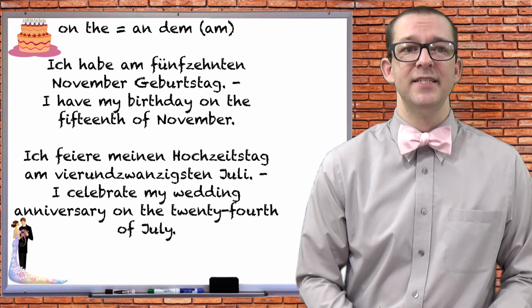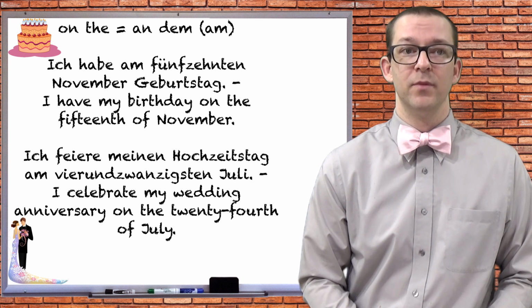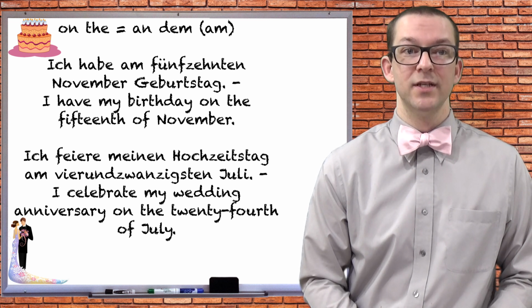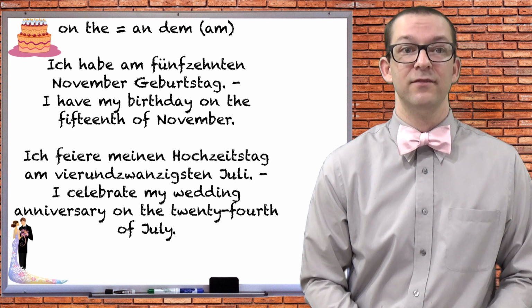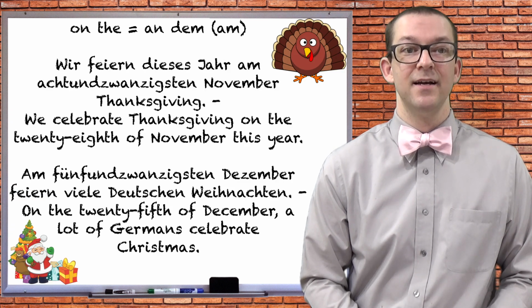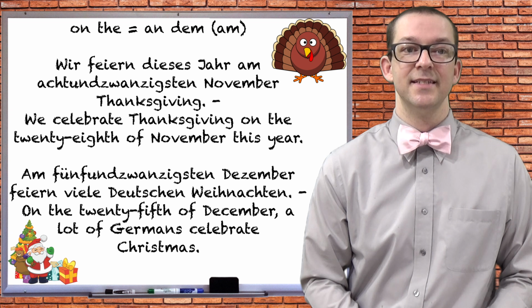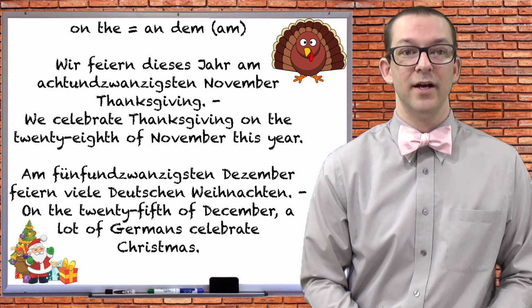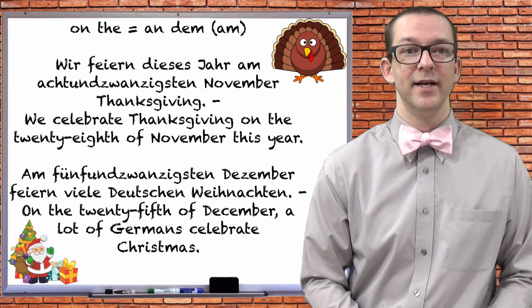Here are a few examples of that. Ich habe am 15. November Geburtstag. I have my birthday on the 15th of November. Ich feiere meinen Hochzeitstag am 24. Juli. I celebrate my wedding anniversary on the 24th of July. Wir feiern dieses Jahr am 28. November Thanksgiving. We celebrate Thanksgiving on the 28th of November this year. Am 25. Dezember feiern viele Deutschen Weihnachten. On the 25th of December, a lot of Germans celebrate Christmas.